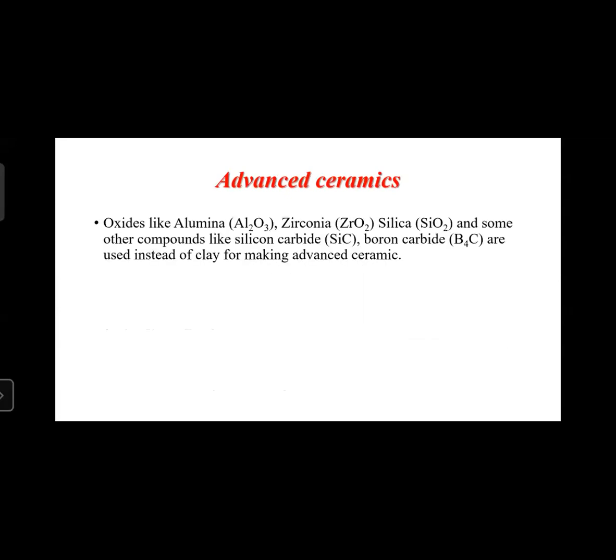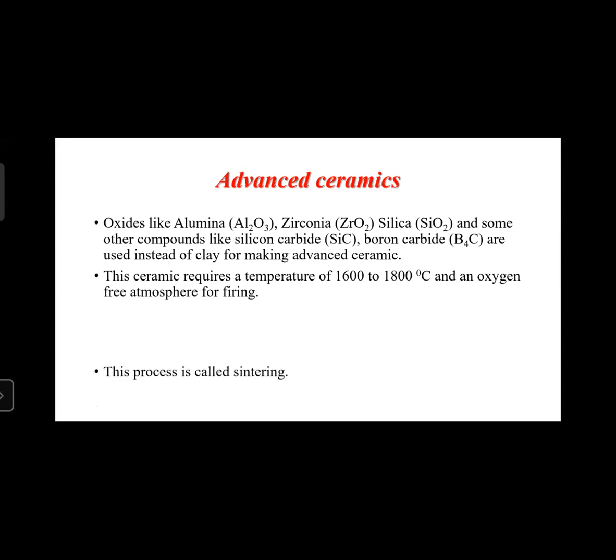Next, advanced ceramic. Oxides like alumina, that is Al2O3, zirconia, ZrO2, silica, SiO2, and some other compounds like silicon carbide, SiC, and boron carbide, B4C, are used instead of clay for making advanced ceramic. This ceramic requires a temperature of 1600 to 1800 degrees Celsius and an oxygen-free atmosphere for firing. This process is called sintering.